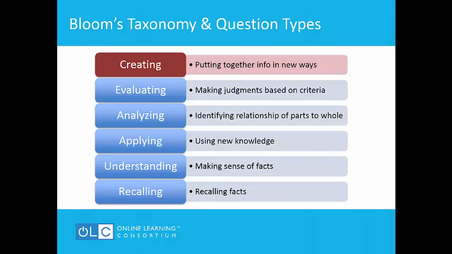Next comes the understanding level, where we ask students to try to make sense of the facts. Up a level, students must apply the facts that they've learned. And next is the analysis of content, where students identify relationships of parts to a whole. Toward the top, one of the higher levels of cognitive processing requires students to evaluate or make judgments.